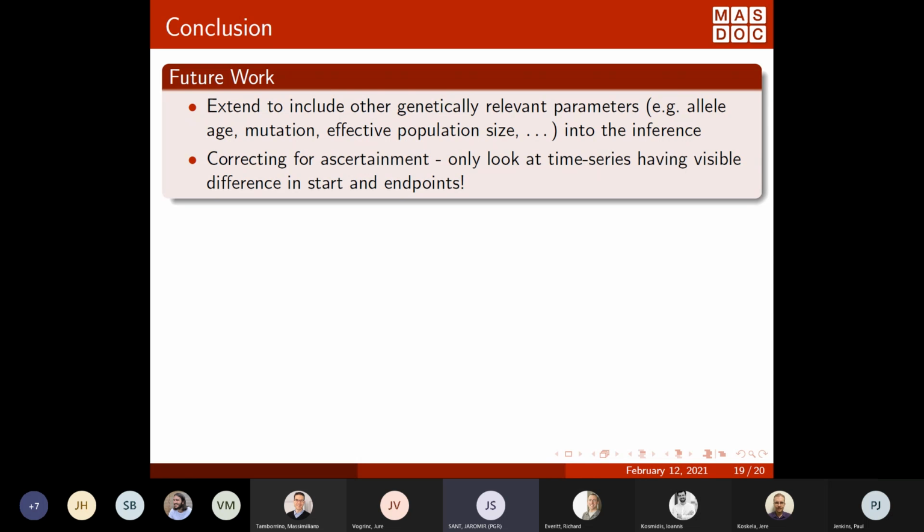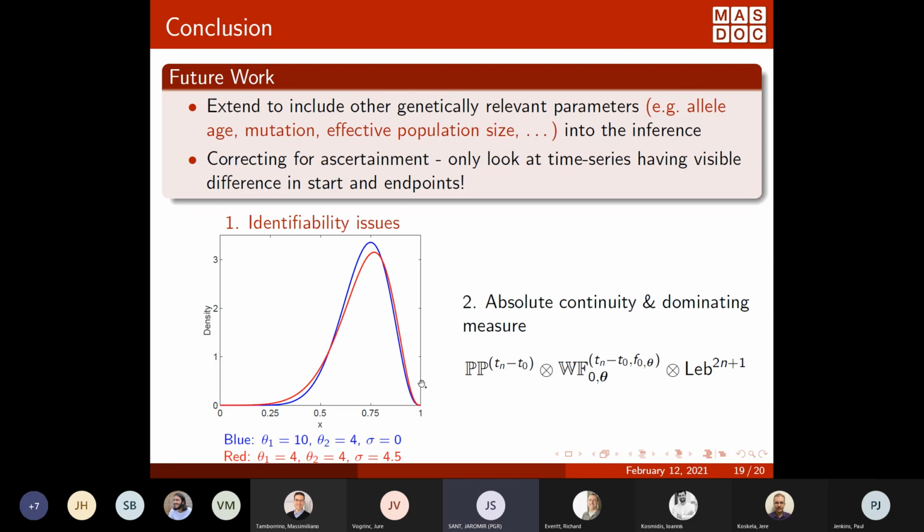And then there's also including things like the allele age and effective population size, which would be genetically relevant quantities to look at as well. But including this, there's a bit of a problem here, because you now will be inferring 3 different parameters, and different configurations of these parameters could give rise to data which looks roughly the same.